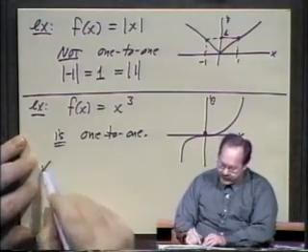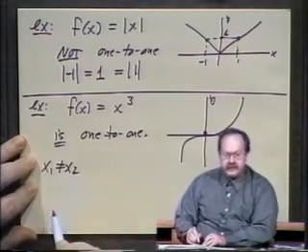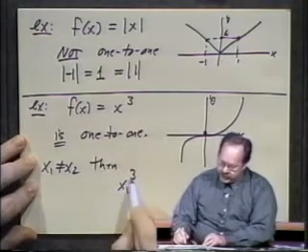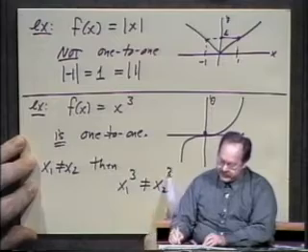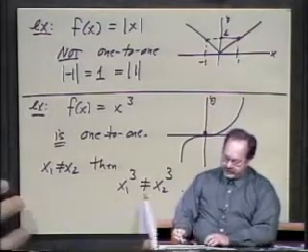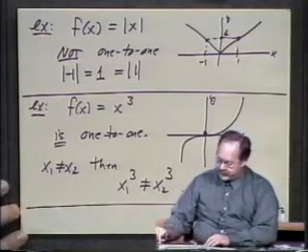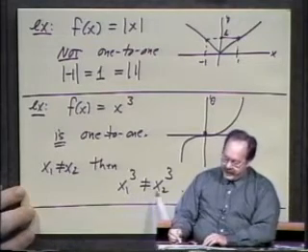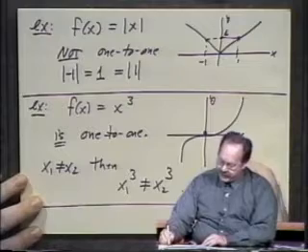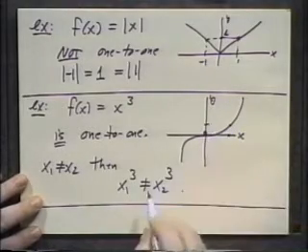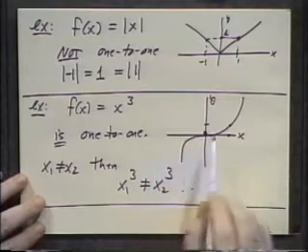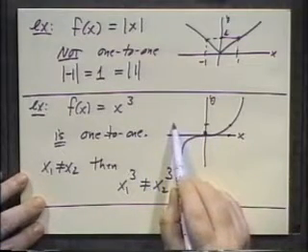Because if you look at x1 not equal to x2, then x1 cubed is still not equal to x2 cubed. Okay? Because cubes are going to preserve all the properties of x1 and x2. Unlike the square function, these are actually different. So if you have a number here, it'll go up to a certain height here, and no other number will go to that height.